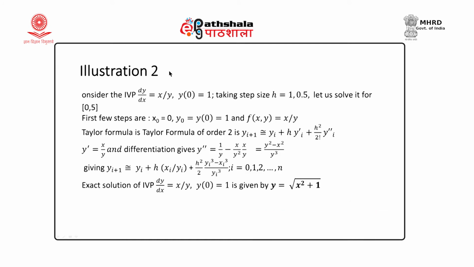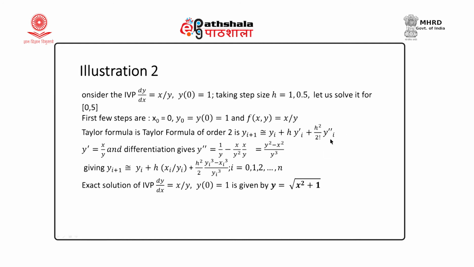Let us take the second illustration that we had taken hurriedly in case of the Euler formula. dy by dx is x upon y, y0 is 1, and again we will take the step sizes 1 and 0.5 and maybe 0.25 also. So, here x0 is 0, y0 is 1, the function is x upon y. The Taylor series formula is the same, given by this expression. Y dash is x upon y.